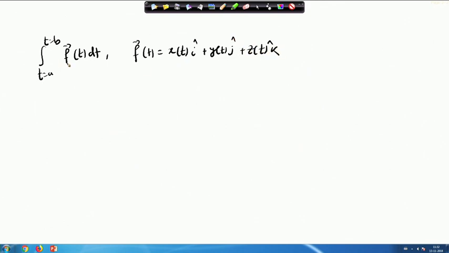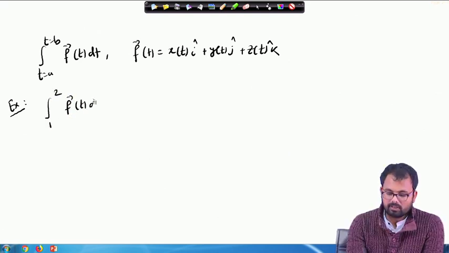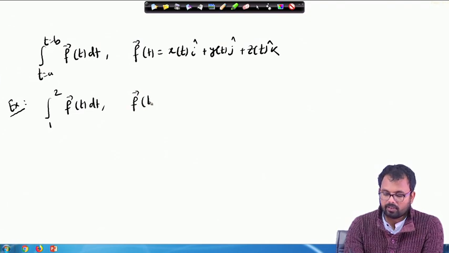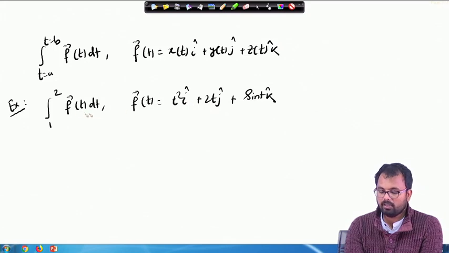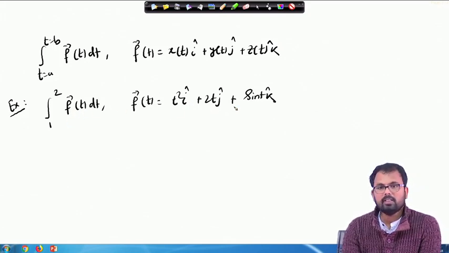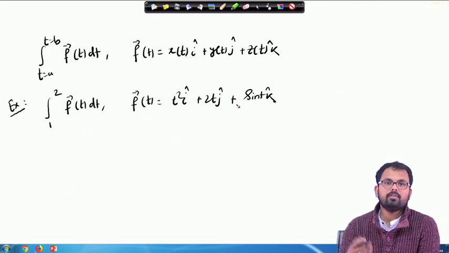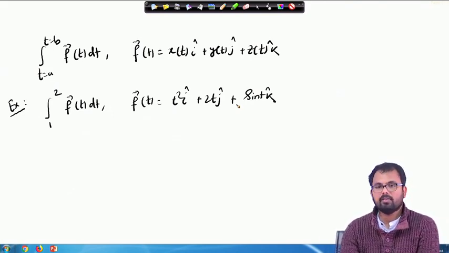In that case we substitute this vector f(t) in the integral, and we integrate component wise. For example, if we have an integral from 1 to 2 of f(t) dt, where f(t) is t square i plus 2t j plus sin t k, then we substitute this f(t) in the integral and integrate component wise with respect to t, and that gives us the integral of this vector function.